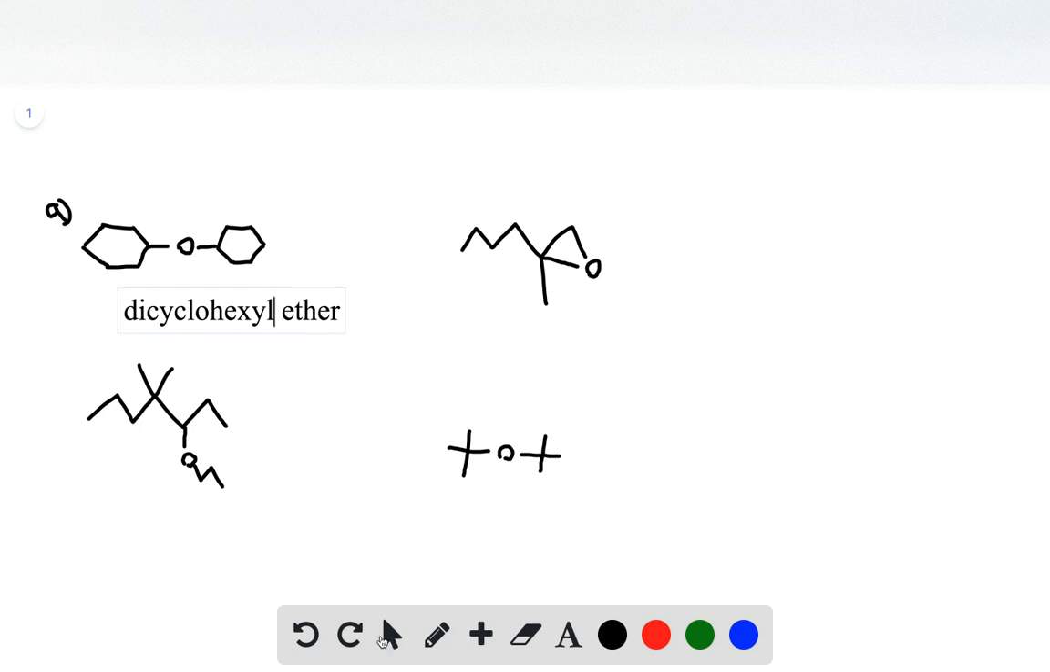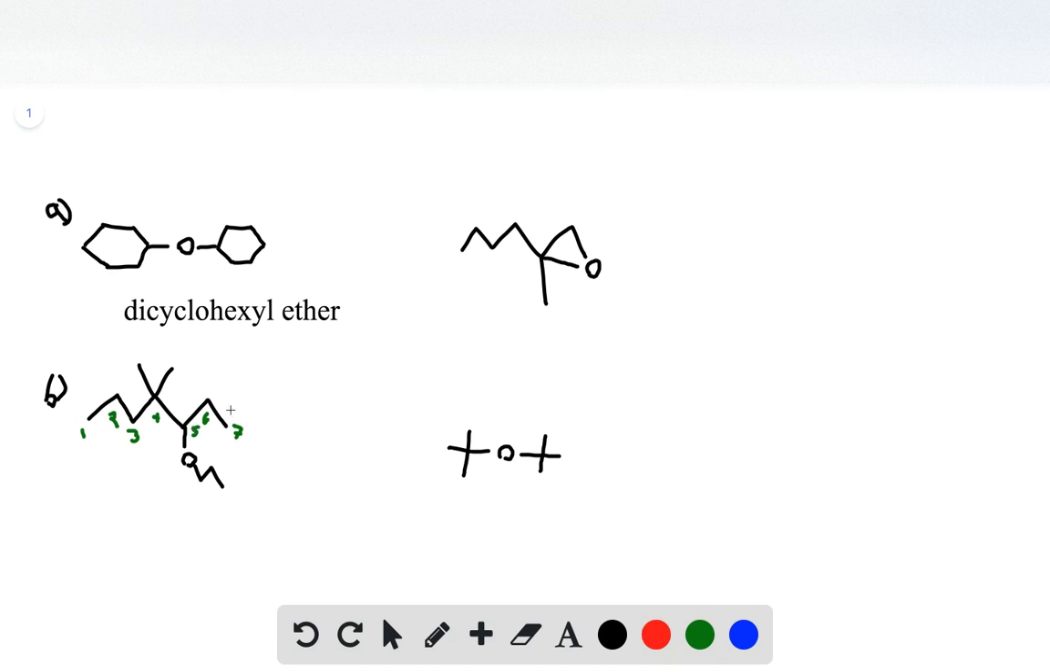Next, for B, we need to identify the parent chain. So we need to count our carbons. And remember, you want your substituents to land on the lowest number carbon. So if I were to count from this side, 1, 2, 3, 4, 5, 6, 7. Now we know that it's a total of 7 carbons, so it would be a heptane, straight chain hydrocarbon. However, your functional groups would be on carbon 4 and 5.